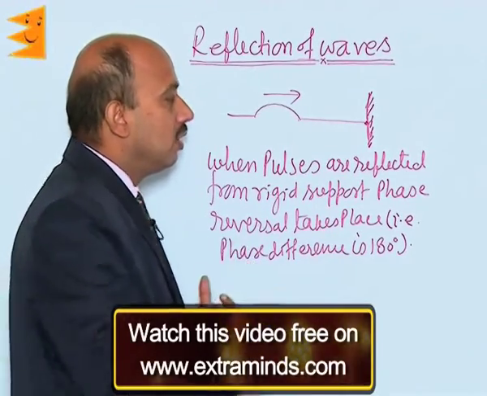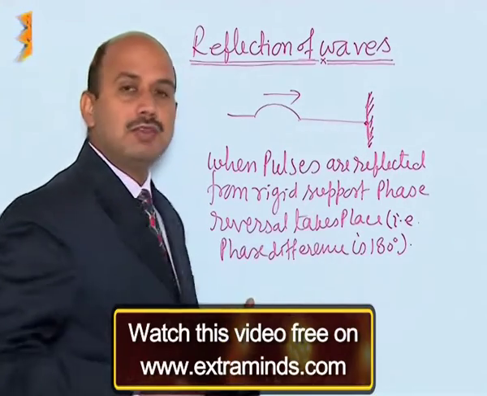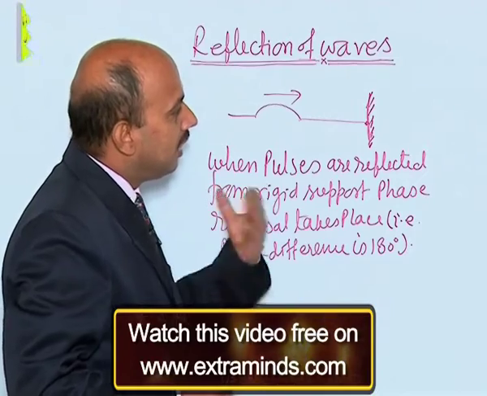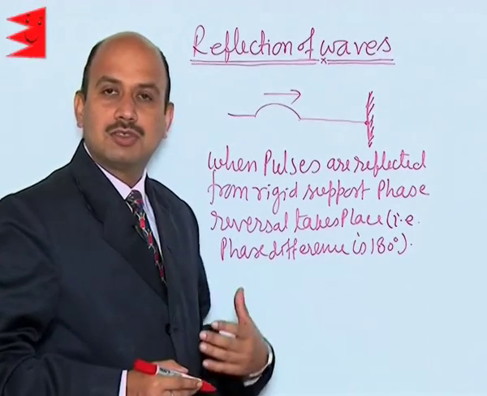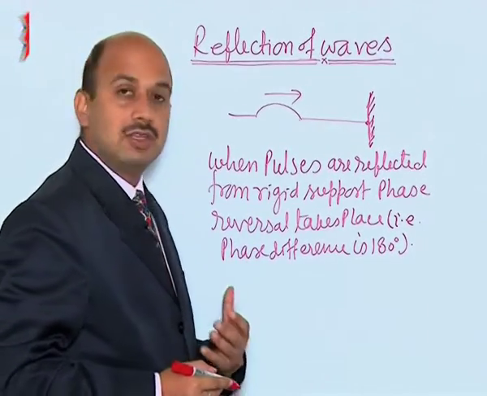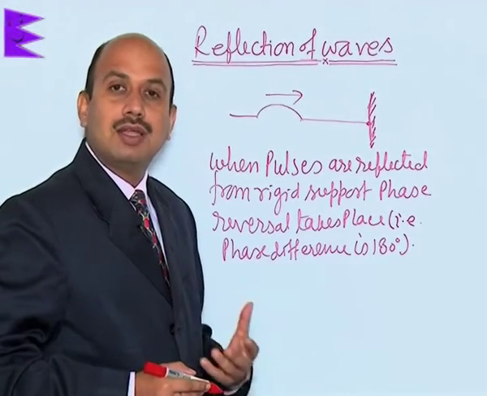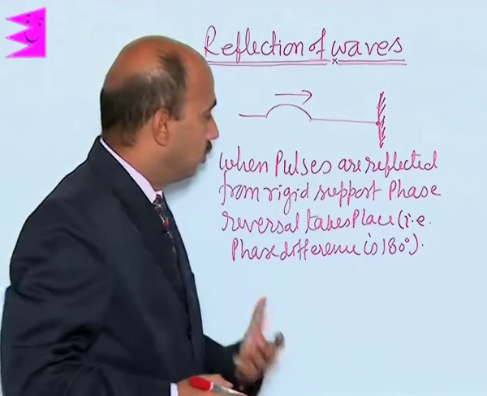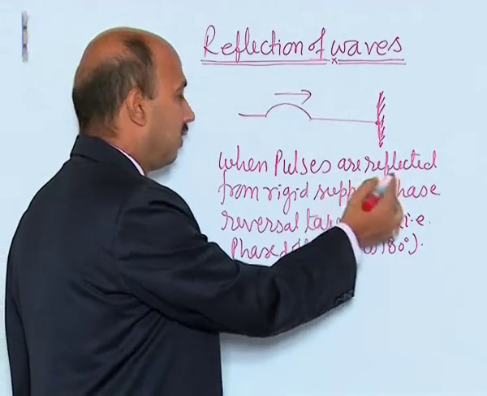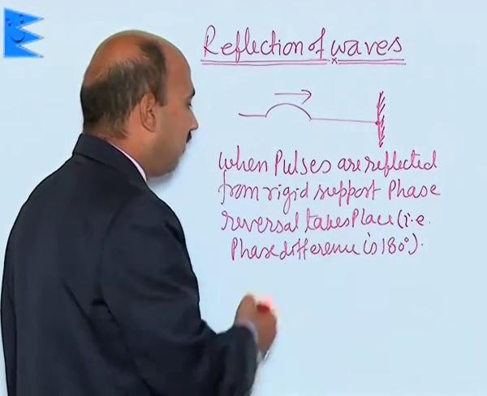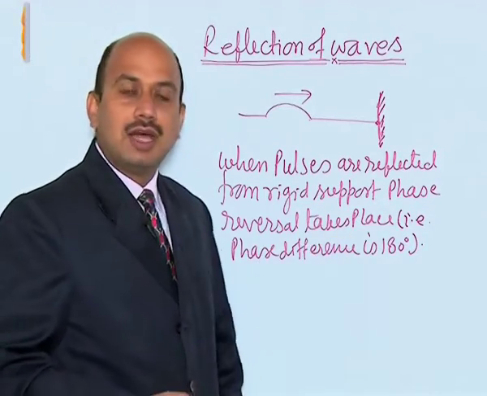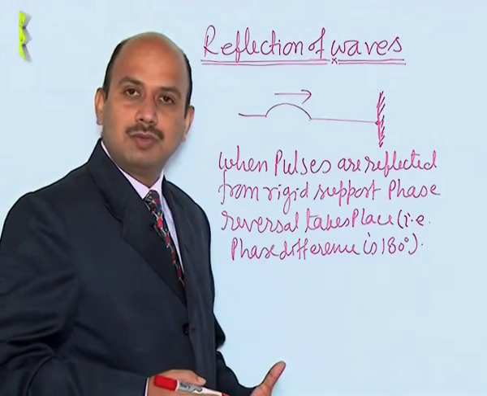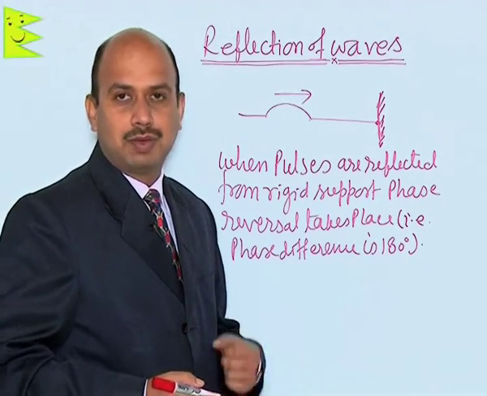But see here, this point is rigid, so the displacement has to be 0. Because of that, the reflected pulse has the opposite sign, and with equal displacement they can cancel out each other and the net displacement will become 0. So, see here, when the pulses are reflected from a rigid support, phase reversal takes place. That is, there is a phase difference of 180 degrees between the incident wave and the reflected wave.